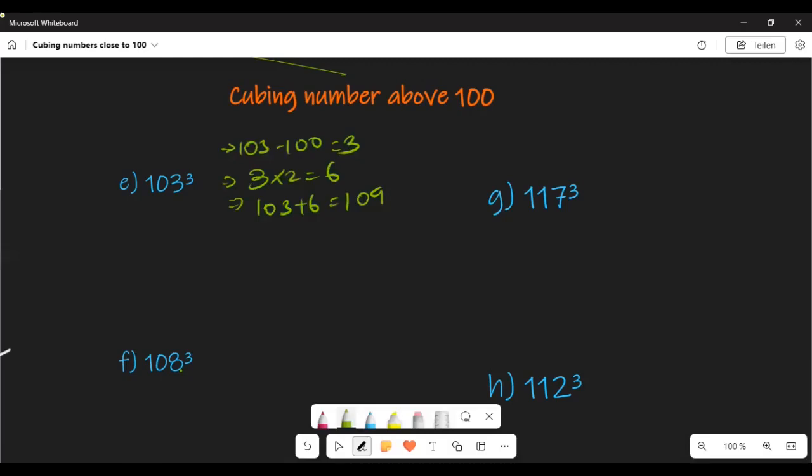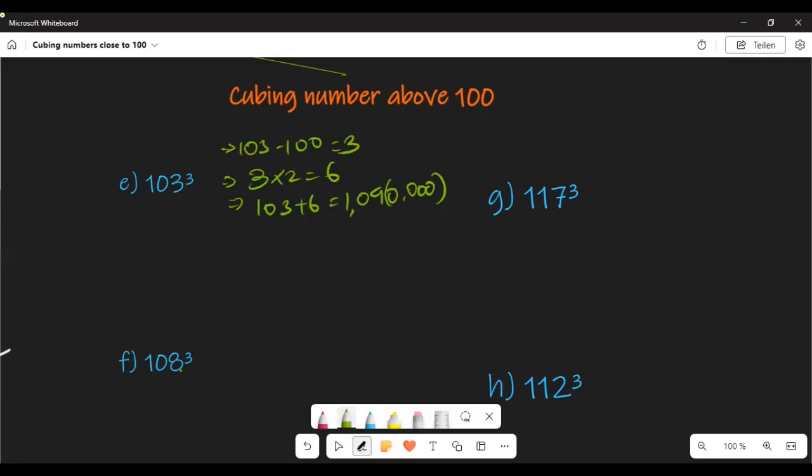So that means we are talking about 1 point something million. So that's going to be like this in bracket. Okay, so that's what we are likely to get.